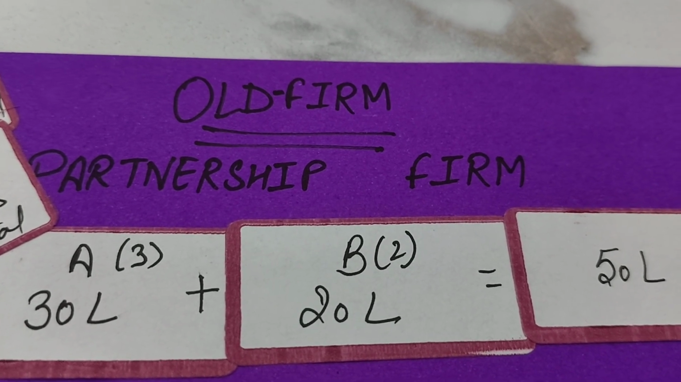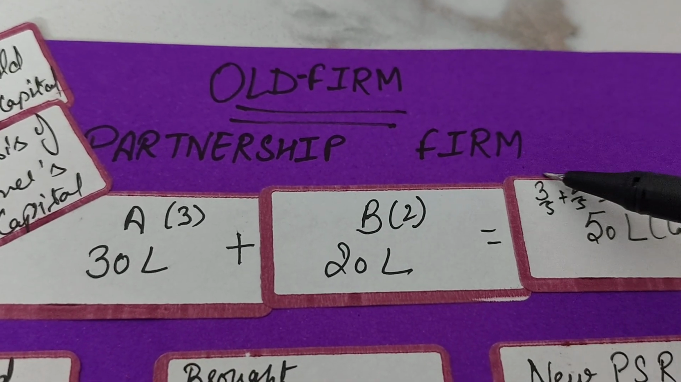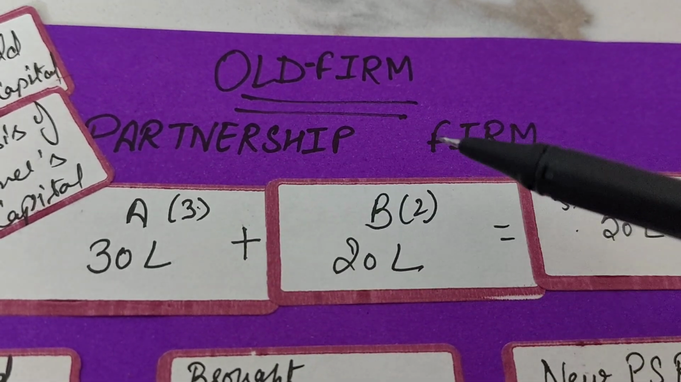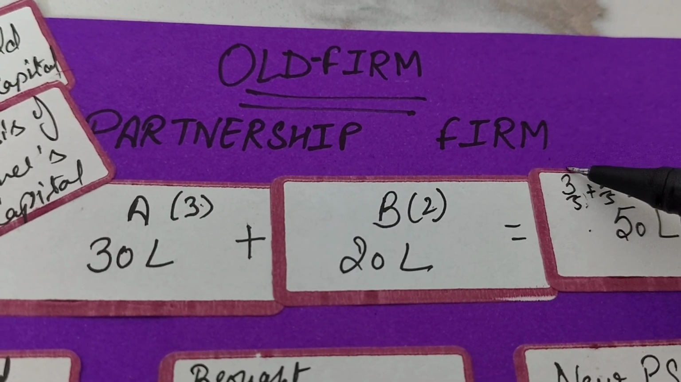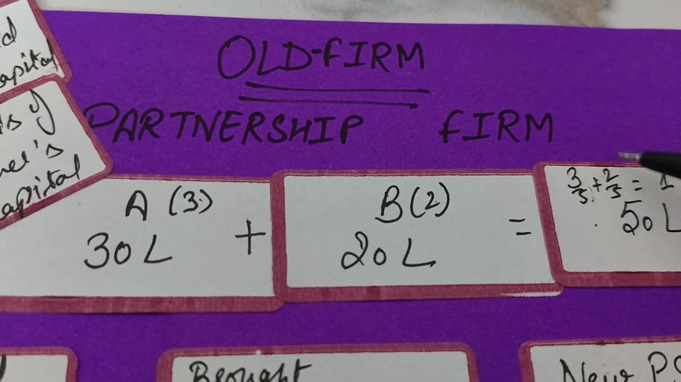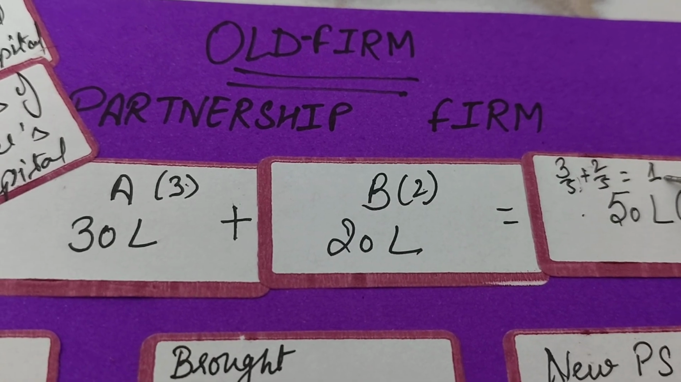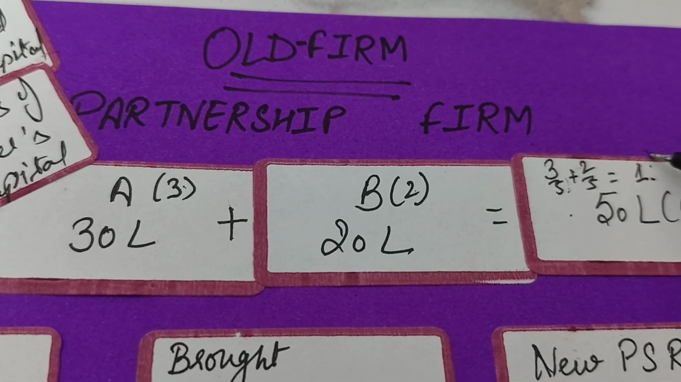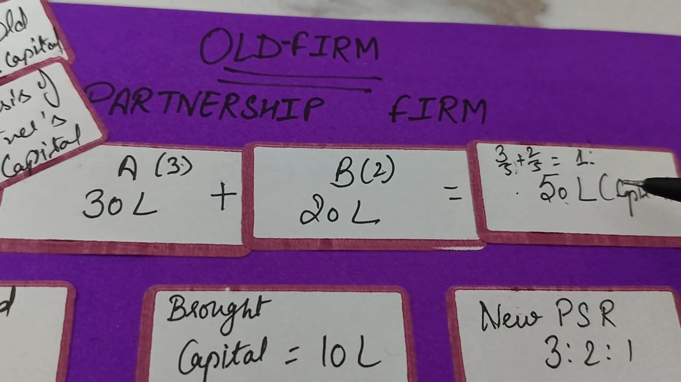That totals 50 lakh. And what would be the share of the old firm? That is 3 by 5. What is 3 by 5? 3 is the share of A, and the total share of the firm here is 3 plus 2, that is 5. So out of 5, the share of A is 3, and out of 5, the share of B is 2. So 3 plus 2 divided by 5, what is the share of the firm? That is 1. So you have to keep in mind that the firm's share is always equal to 1. So firm's share equals 1. What is the capital here? That is rupees 50 lakh in the old firm.